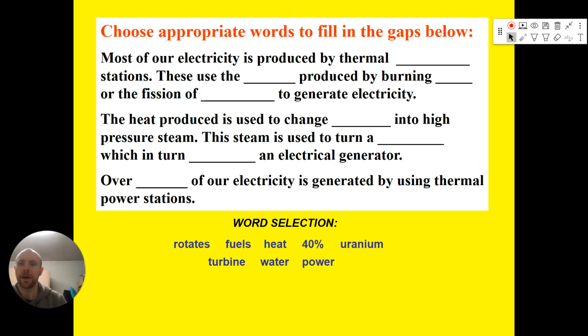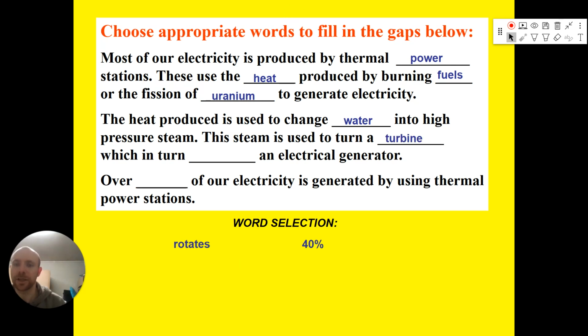And the answers: most of our electricity is produced by thermal power stations. What I mean by that is coal, nuclear, oil, and gas. These use the heat produced by burning fuels or the fission of uranium to generate electricity. The heat produced is used to change water into high pressure steam. This steam is used to turn a turbine, which in turn rotates an electrical generator. Over 40% of our electricity is generated by using thermal power stations.